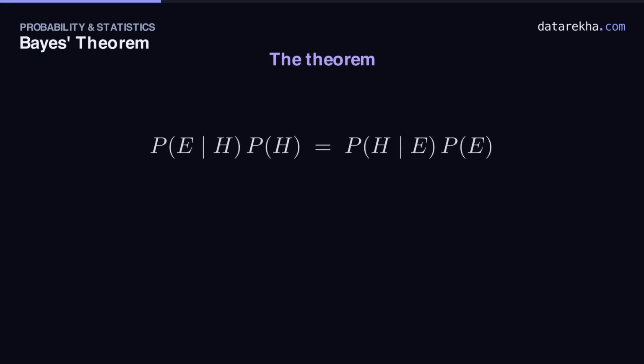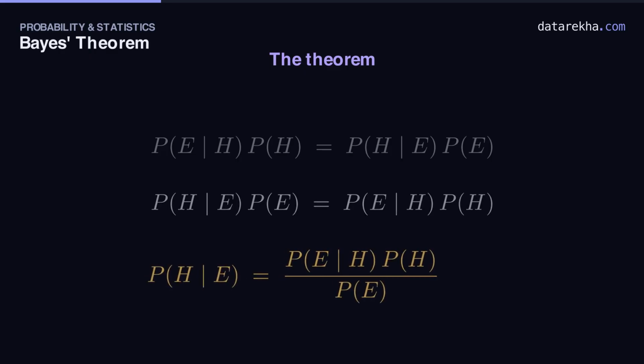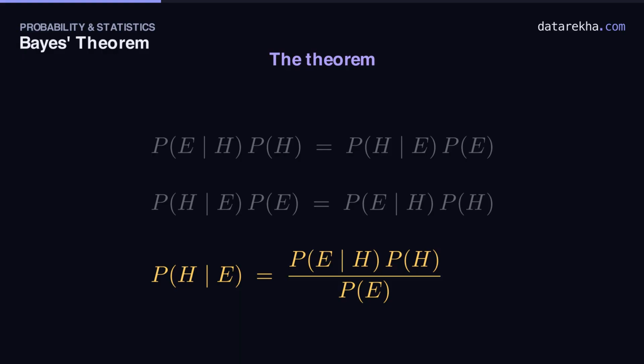Set the two expressions equal. The blue side, from the cause. The gold side, from the effect. We want the cause given the effect. The gold conditional. So flip the equation around to put that term on the left. Now divide both sides by the chance of the evidence, P of E. The evidence cancels on the left, and what remains is Bayes' theorem.